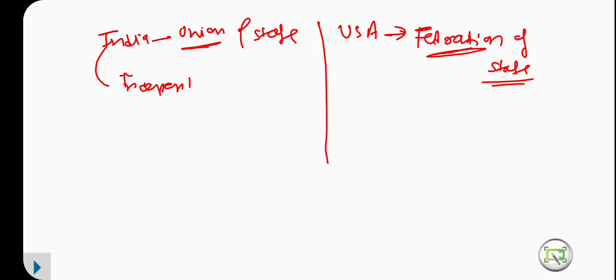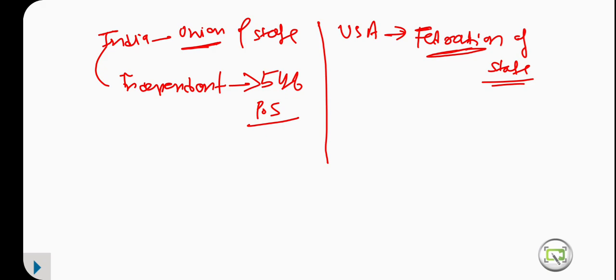If you haven't understood, don't worry. It is said that India is the Union of States. What is India? India is the Union of States. But if you look, the USA is the Federation of States. Here you will study, and you will be completely aware of what is actually the Union of States and what is actually the Federation of States.